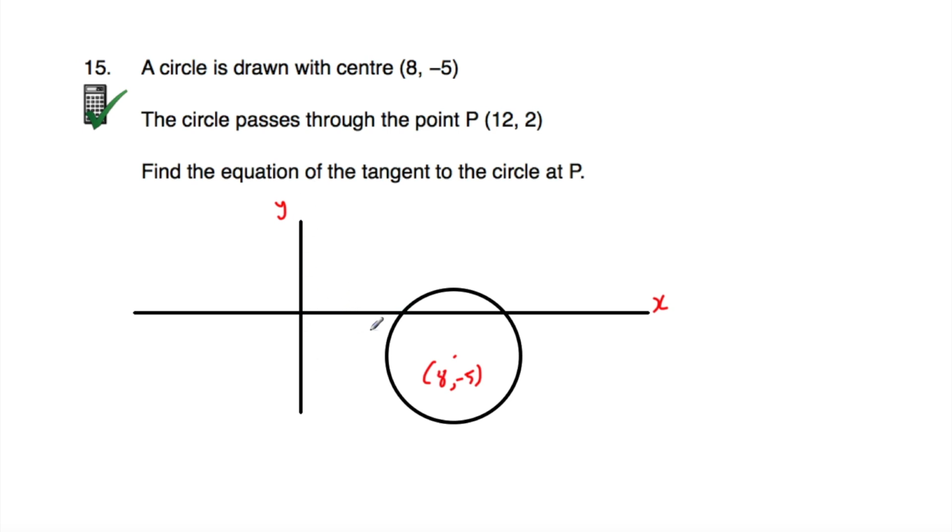It would be quite useful whenever I'm doing a sketch like this to do it in pencil, so that as I read more information, I might sometimes adjust or change my sketch slightly to match what we've been given. And then we're told the circle passes through the point P, which has coordinates 12, 2. So if this is 8 across, 12 across will be over here somewhere, and 2 up here somewhere, so perhaps there. So that's the point with coordinates 12, 2.